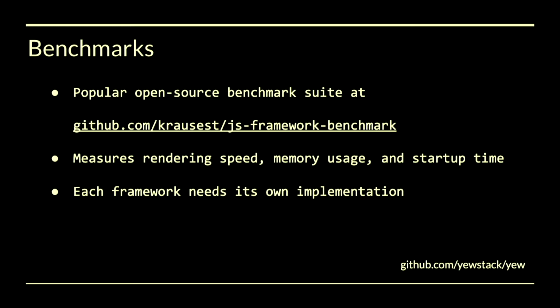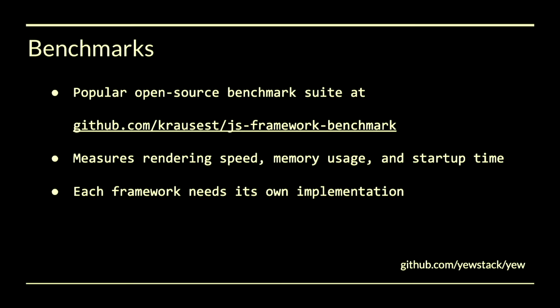And so what happened is there's this popular open source benchmark suite on GitHub. Stefan Krauss created it, and it's like a simple app that a bunch of frameworks will add an implementation to, okay? And then they all do the same exact behavior, and then they'll measure it over like 10 different times to see which ones behave the best, right? It measures how fast your framework renders the app, how much memory it uses, and the startup time. And we're going to be focusing on the rendering speed.